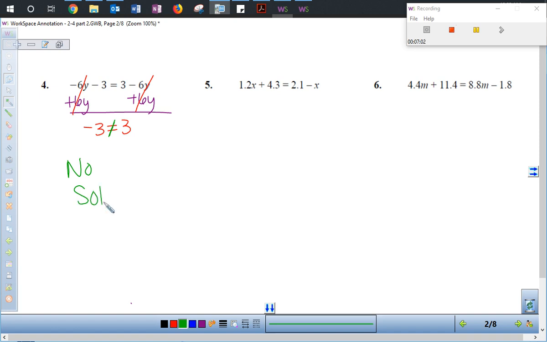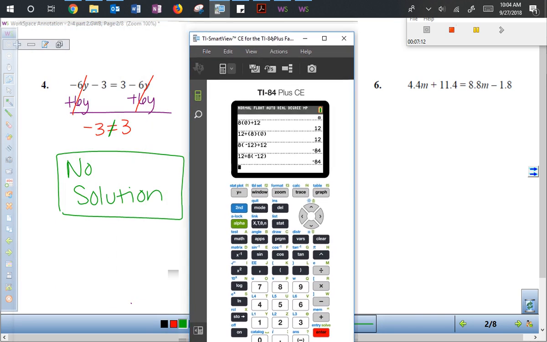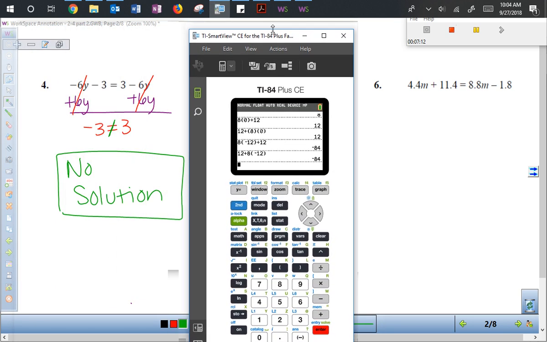And again, you do need to write it out. Please do not write the circle with the slash through it. I want to see no solution. That means I could choose any number to go into this problem and it wouldn't work. So for example, what if I try the number 2? So I'm going to have negative 6 times 2.